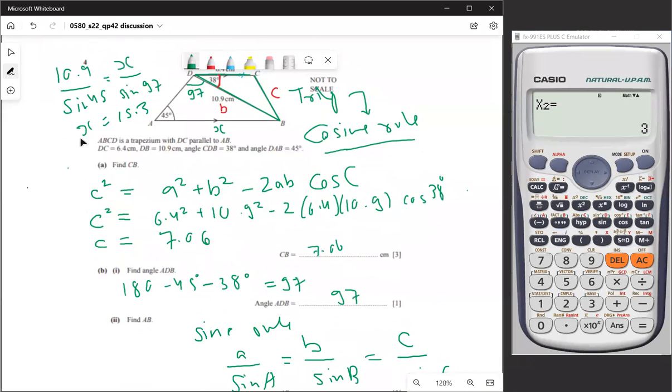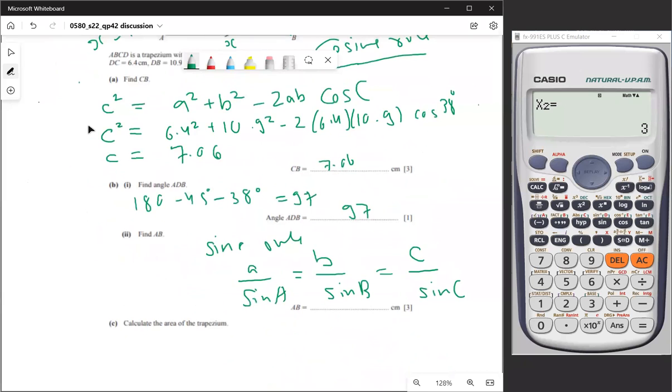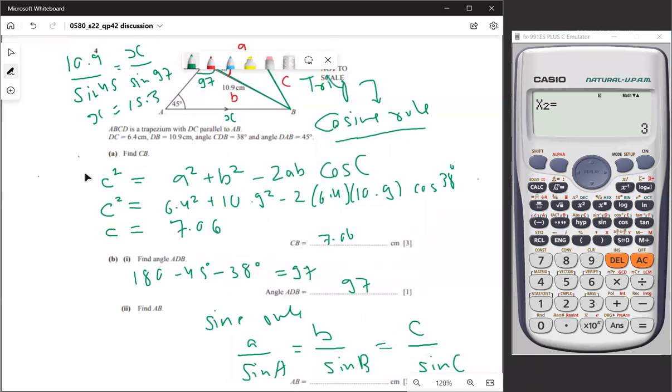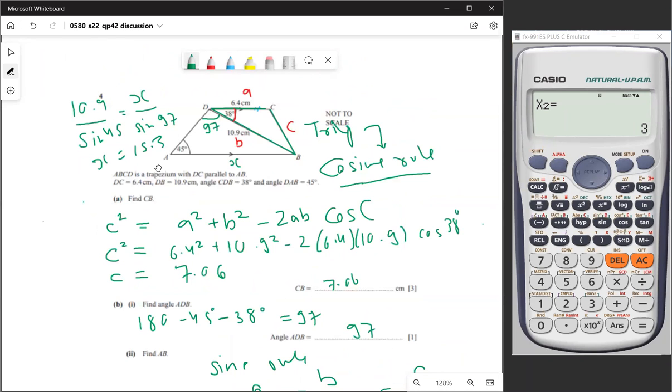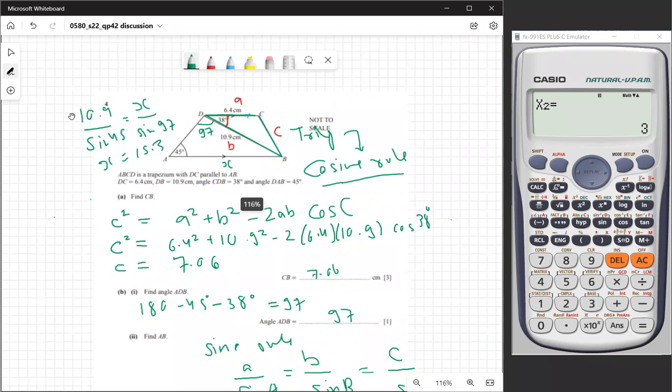Fine. Any questions here? 10.9 is equal to x by this. You have to take two sides in a triangle and the angle opposite to each; they obey this rule. You must know two sides. So x is 15.3.